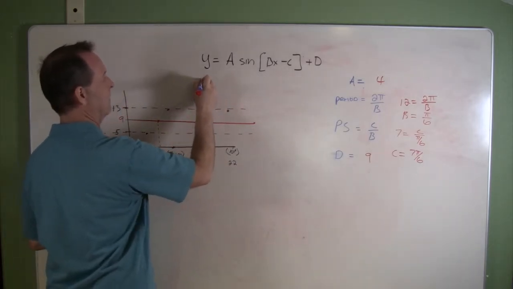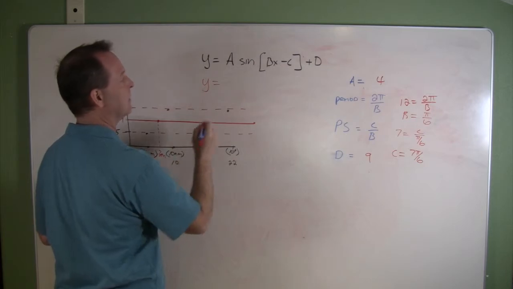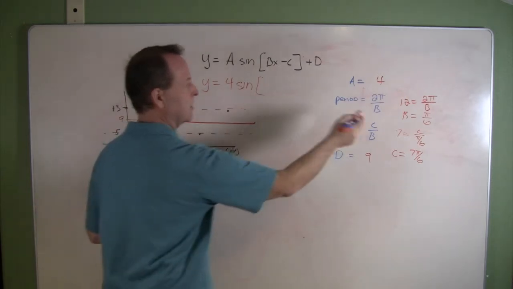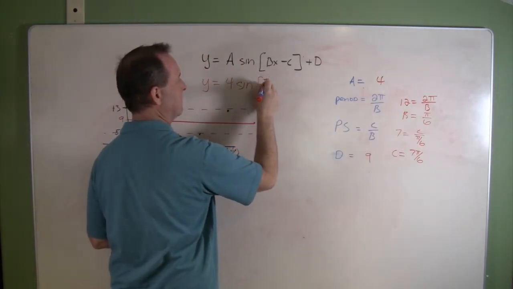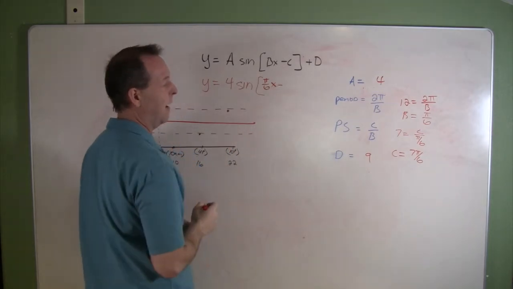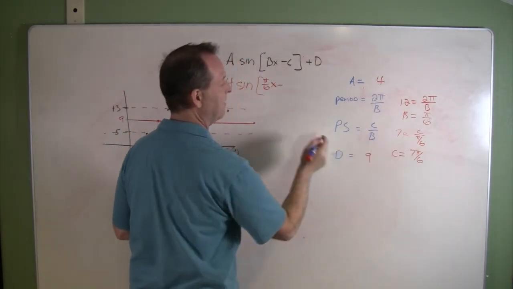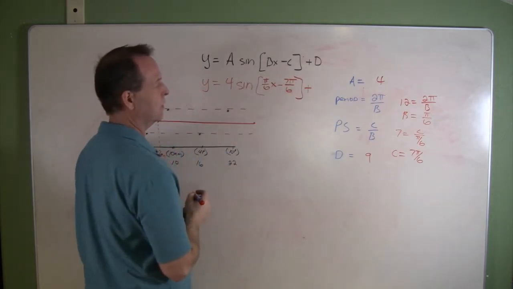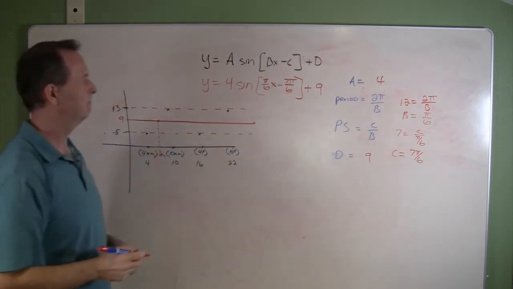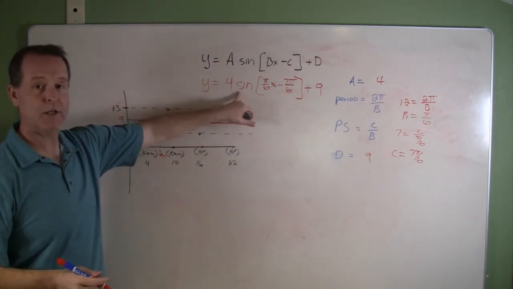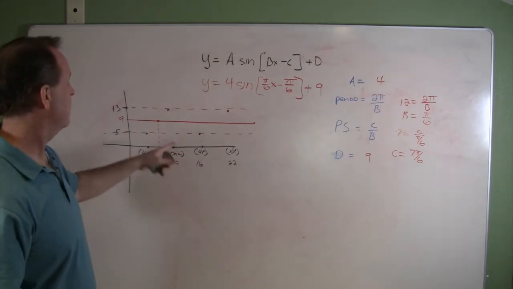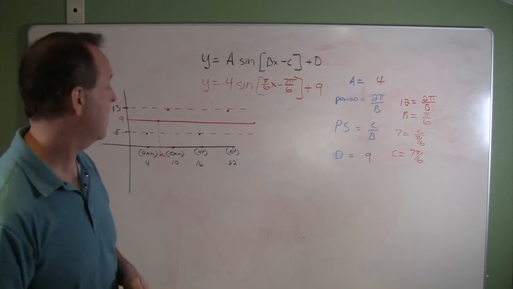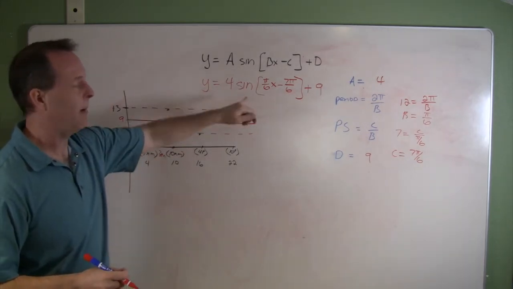So this graph is modeled by A is 4 times sine. My B value is pi over 6, x minus my C value. My C value was 7 pi over 6, plus its vertical dimension, which was a 9. So this particular sine function, given our initial parameters that we're modeling on a particular day, high tide and low tide, which are occurring at very specific times, we can model that tide function by that particular graph.